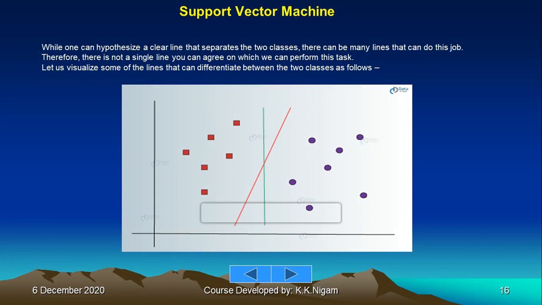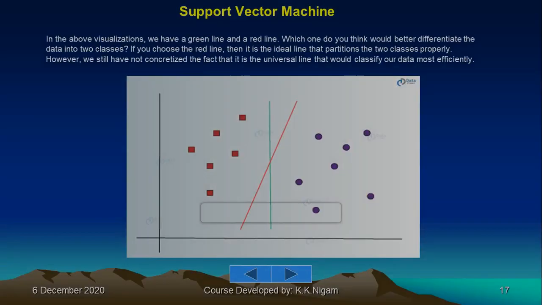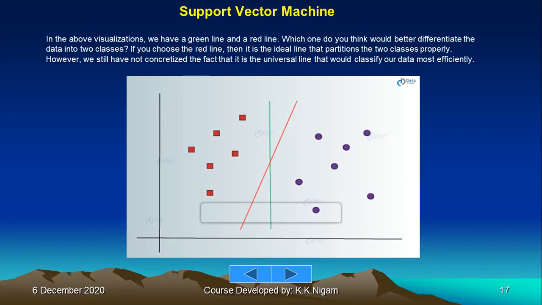Now, while one can hypothesize a clear line that separates the two classes, there can be many lines that can do this job. Therefore, there is not a single line we can agree on to perform this task. Let us visualize some of the lines that can differentiate between the two classes as follows. In the above visualization, we have a green line and a red line. Which one do you think would better differentiate the data into two classes?